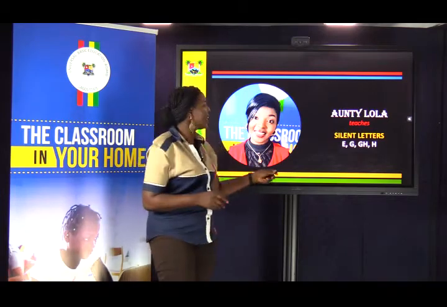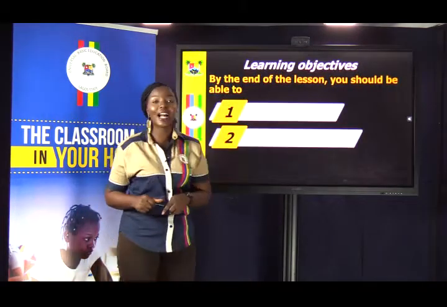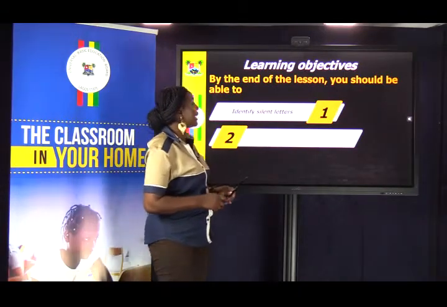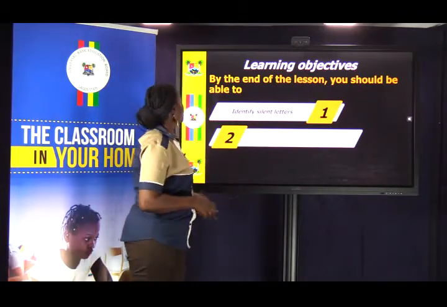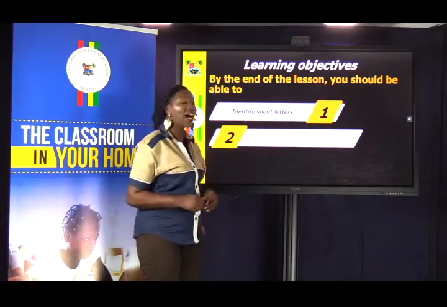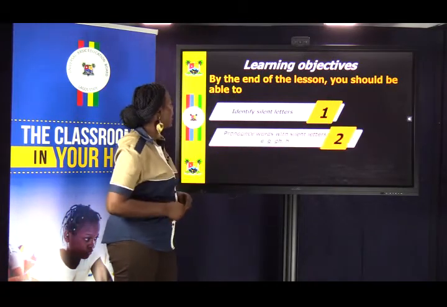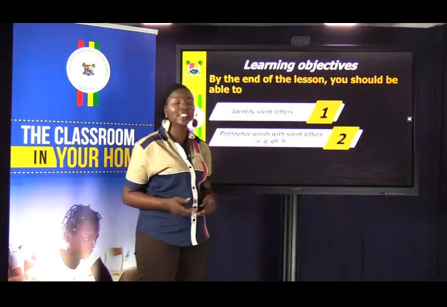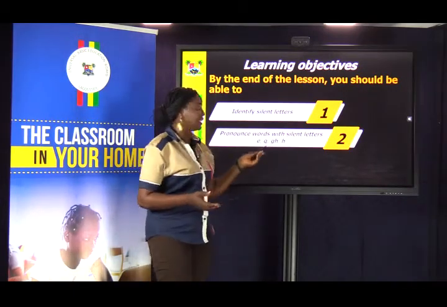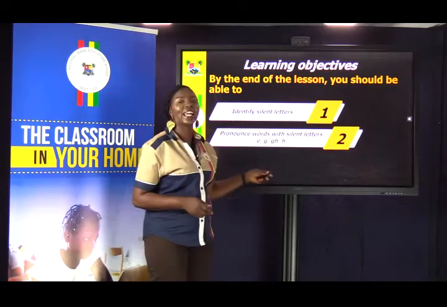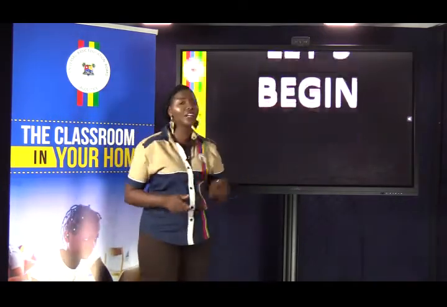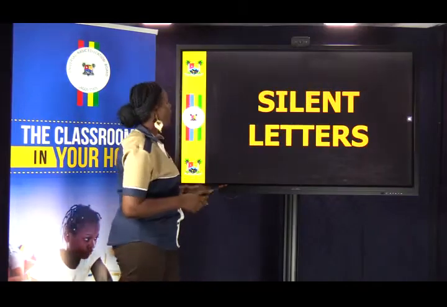Are you ready? But first, let us look at our learning objective. By the end of today's lesson, you should be able to identify silent letters, okay? You should also be able to pronounce words with silent letters: letter E, letter G, GH, and H. Are you ready? Let's begin with the definition of silent letters, okay?